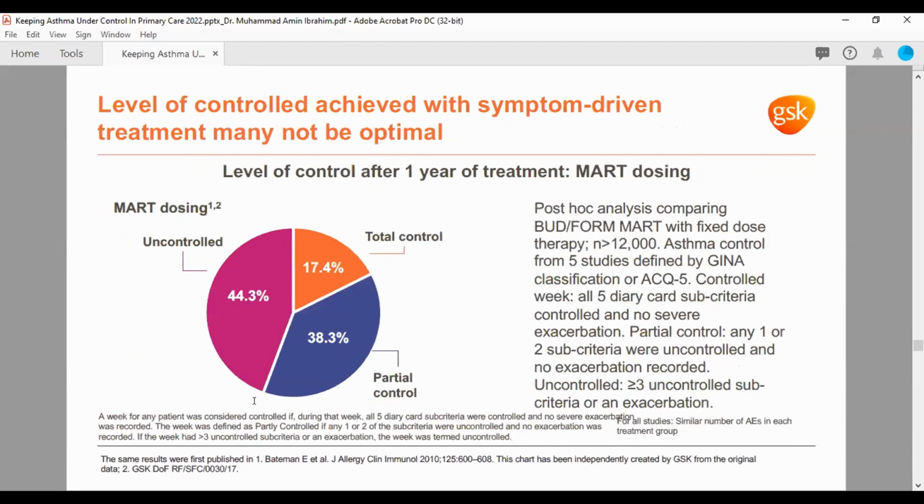In contrast, if you use MART therapy based on patient symptom alone for ICS LABA inhaler, your total control and partial control is much less, about 50%. In contrast, if you give regular LABA ICS, you can achieve good control in 75%. In MART approach, we only achieve good asthma control in 50%. About 45% of patients remain uncontrolled.